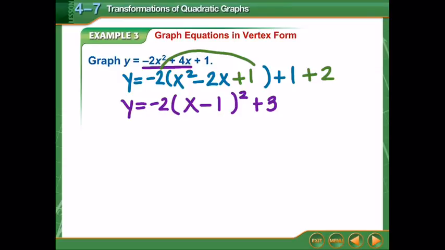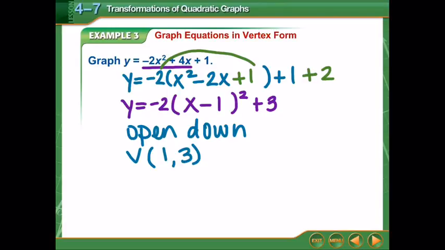Now we're going to look at the information that we need in order to graph it. So I know that this opens down because of the negative that is in front of the parenthesis here. I know that the vertex of this equation is going to be at positive 1, positive 3. And I know that the axis of symmetry is going to be at x equals 1. So that's going to help me graph. I'm going to put those on a graph first, and then I'll plot another point or two.